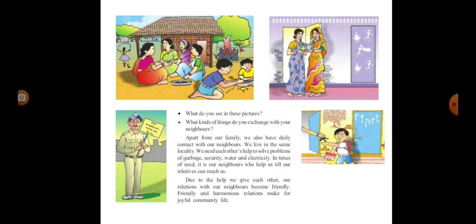Observe these pictures. What do you see in these pictures? What kind of things do you exchange with your neighbors? Apart from our family, we also have daily contact with our neighbors. We live in the same locality. We need each other's help to solve problems of garbage, security, water, and electricity. In times of need, it is our neighbors who help us till our relatives can reach us. Due to the help we give each other, our relations with our neighbors become friendly. Friendly and harmonious relations make for joyful community life.